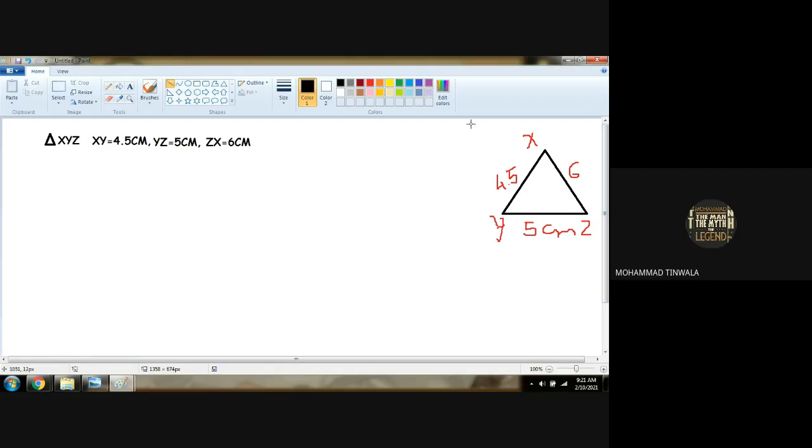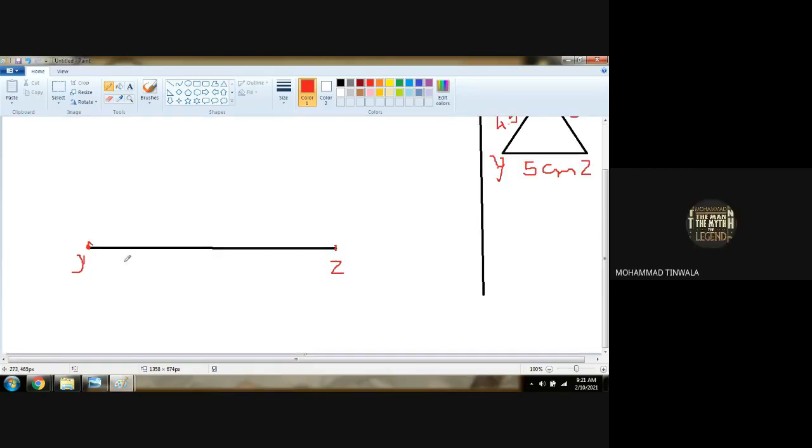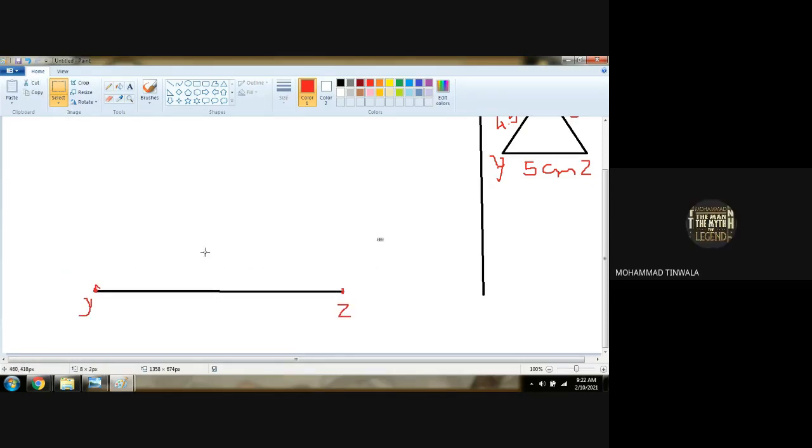Now in rough, what diagram have you made? You have done the rough diagram like this. So now it can be constructed this way. Let us take YZ as our baseline. So we will take Y and Z as our baseline. See, Y and Z. With the help of a scale, measure 5 centimeter. Understood? Any doubt with this? So this is constructed as your 5 centimeter.